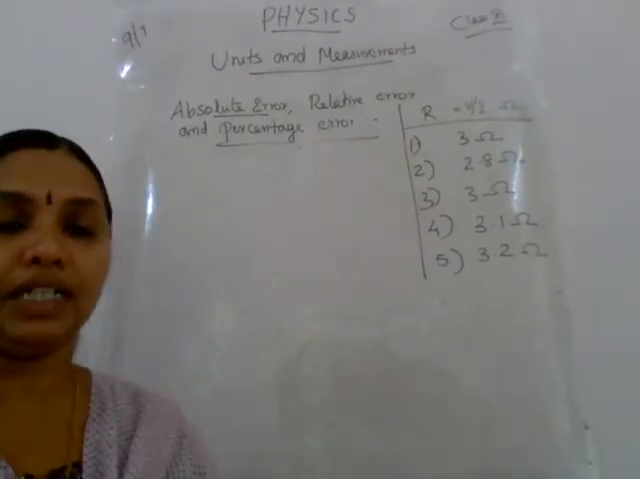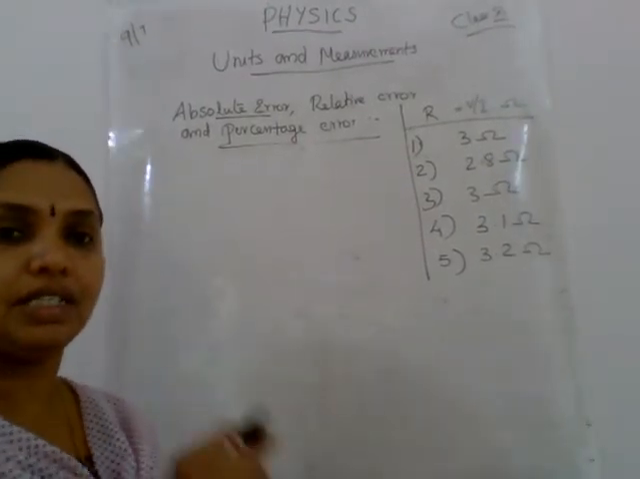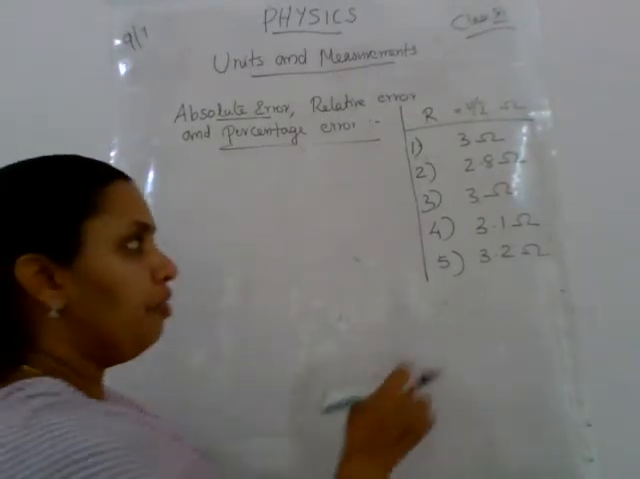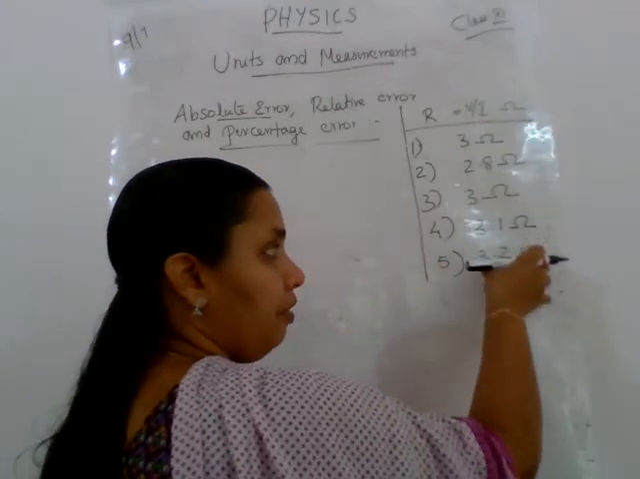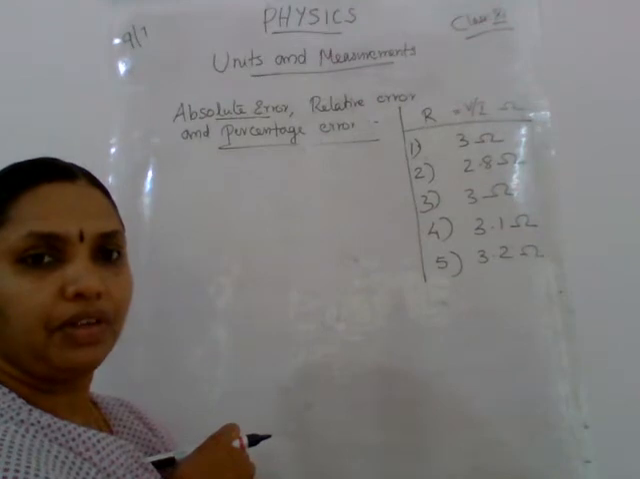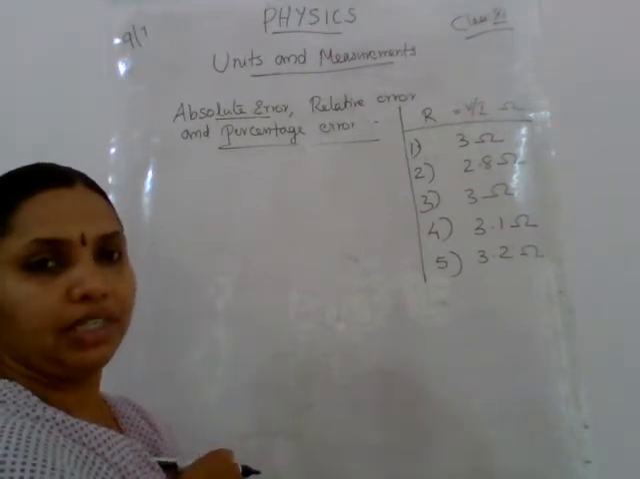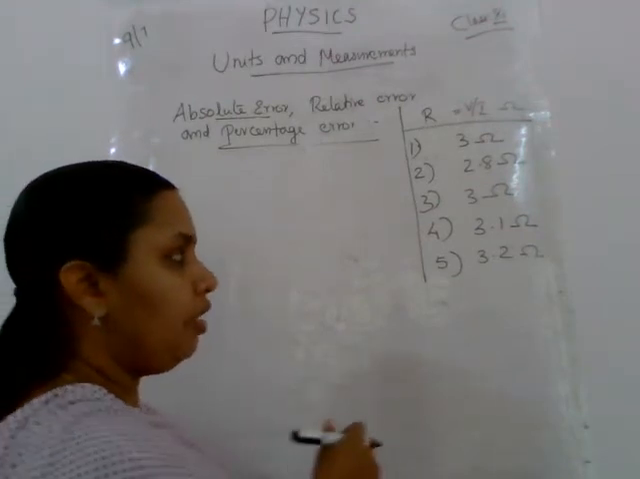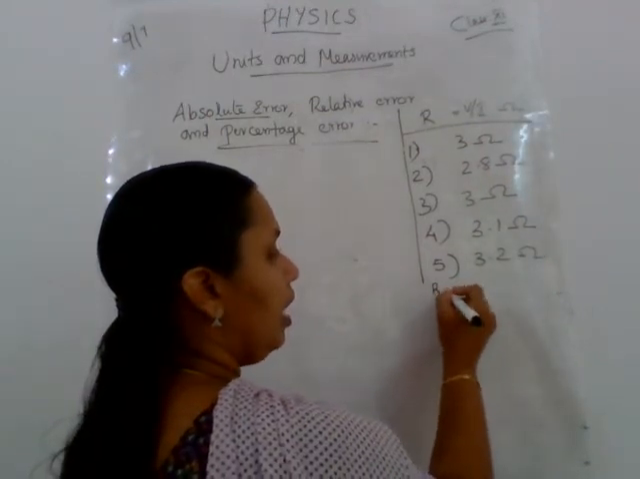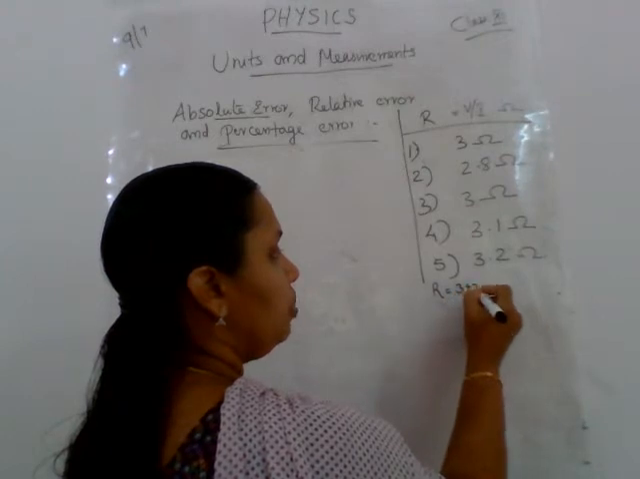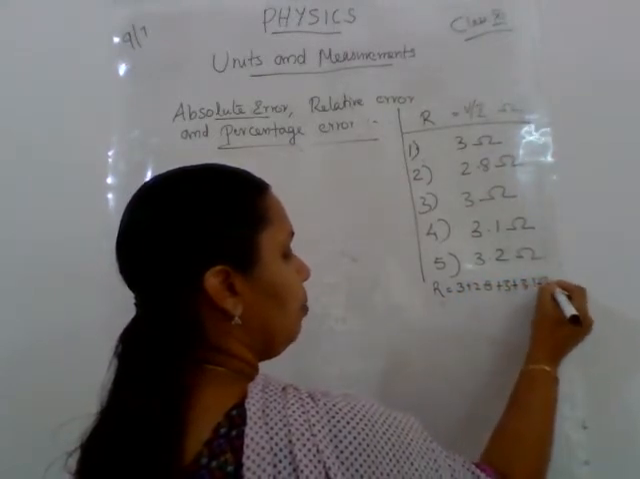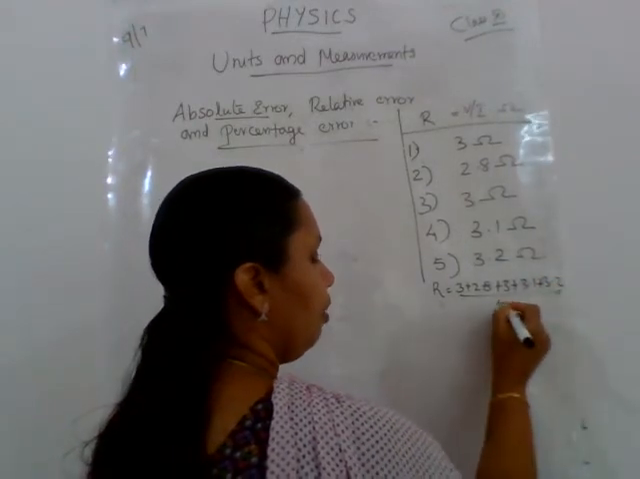Then how did you write the result? The resistance of the given coil is... How did you find it out? You found the mean value, the average of these quantities. How will you find the average? R is equal to 3 plus 2.8 plus 3 plus 3.1 plus 3.2 divided by 5.